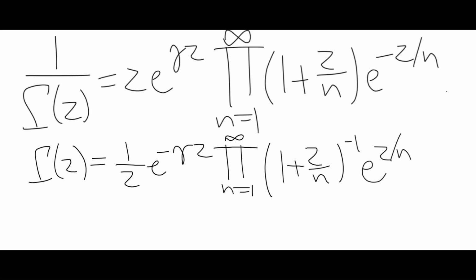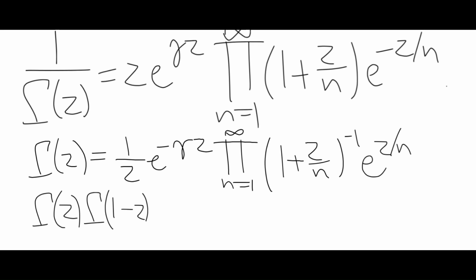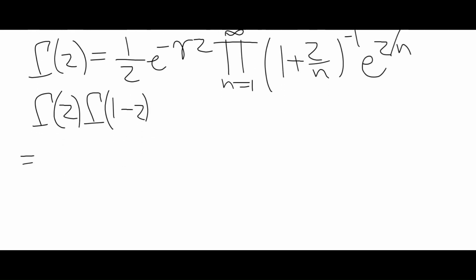Okay, so the first identity we'll prove is the reflection formula for gamma of z times gamma of 1 minus z. So we'll just apply this factorization and see what happens. What do we end up with? We get 1 over z times 1 minus z, times e to the minus gamma z, e to the minus gamma 1 minus z. Those multiply together to give just e to the minus gamma.